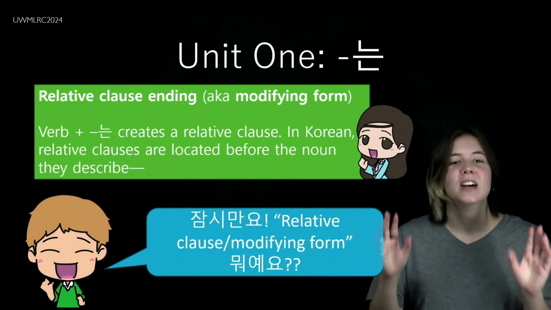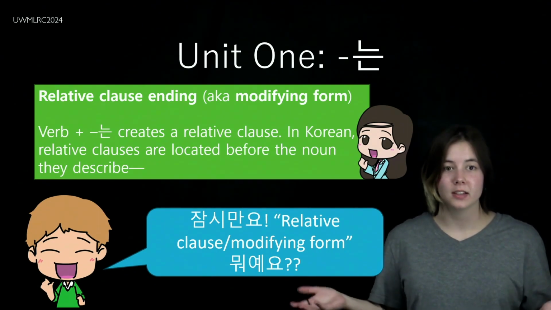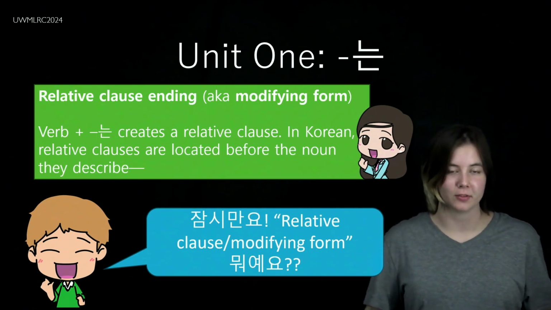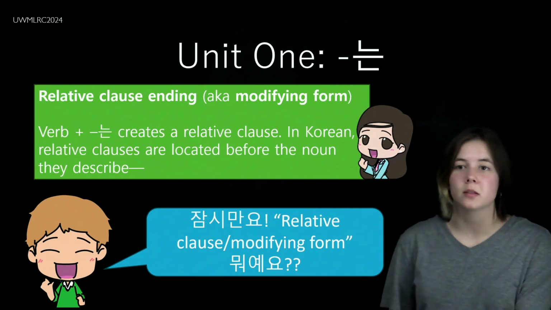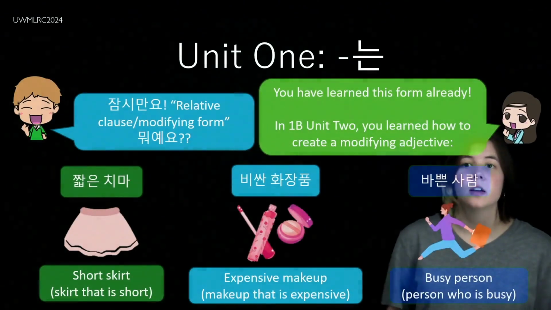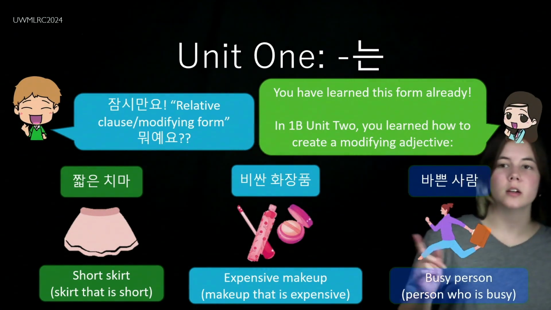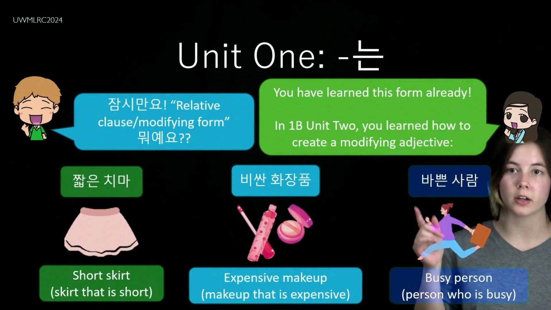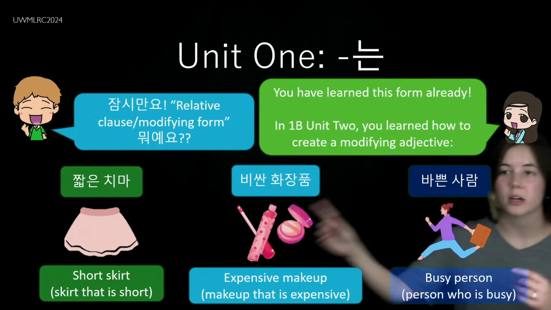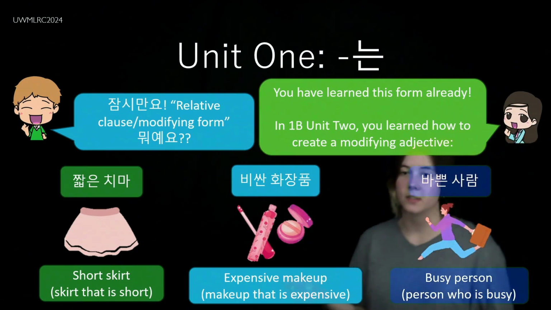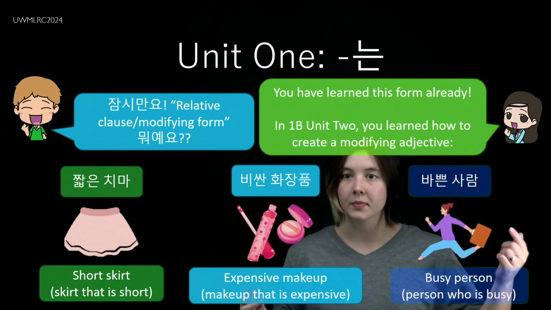잠시만요. Relative clause slash modifying form 뭐예요? What is relative clause slash modifying form? What does that even mean? Because you might not know what that means, but that's perfectly okay, because you'll find you've actually learned this before. In SOGANG 1B Unit 2, you learned how to create a modifying adjective, like these. So, 짧은 치마, short skirts, 비싼 화장품, expensive makeup, 바쁜 사람, busy person.